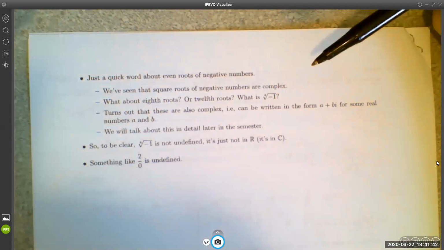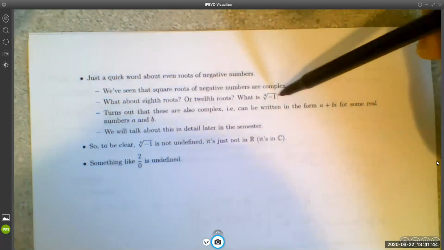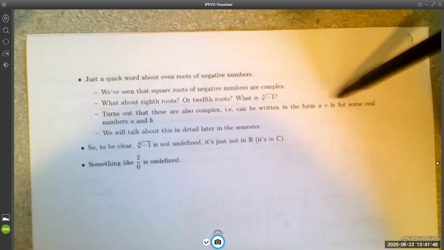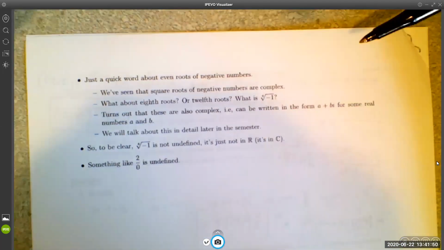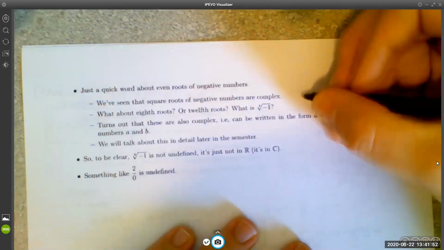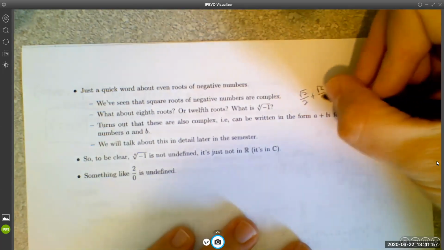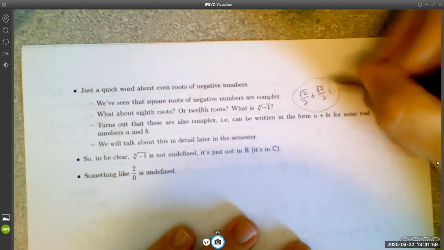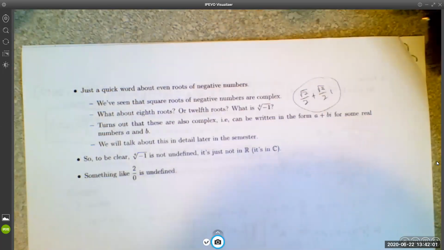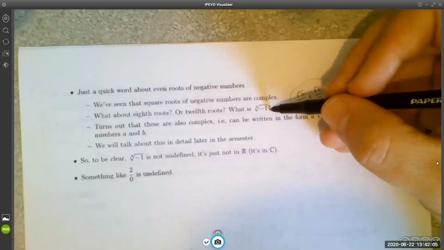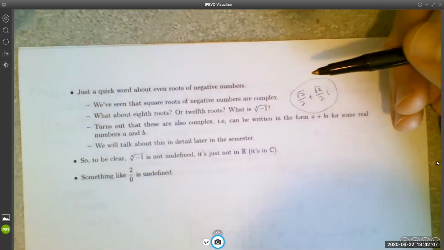Well, it turns out that that's not necessary. It turns out that this is a complex number. We can rewrite this in the form a plus bi for some real numbers a and b. In fact, to be specific, I think it's something like √2/2 plus √2/2 i. That's one of the 4th roots of -1. There are 3 others. We're going to talk about this concept in detail later on in this semester.